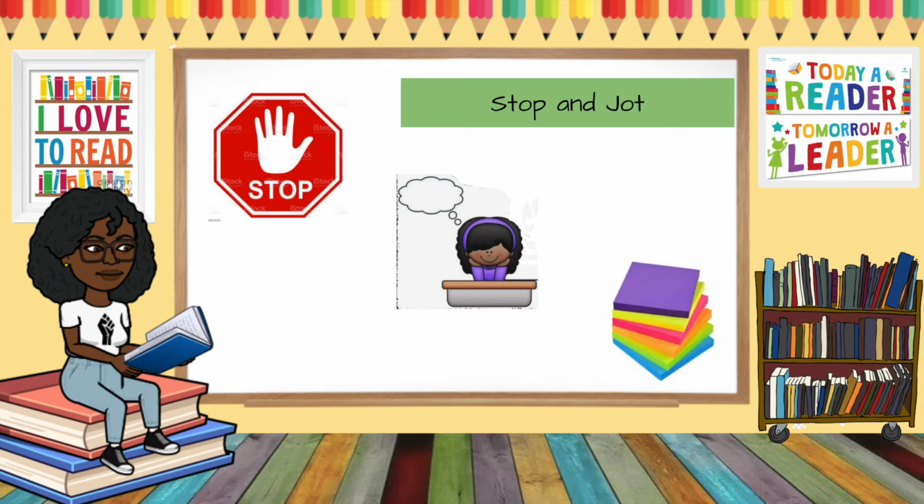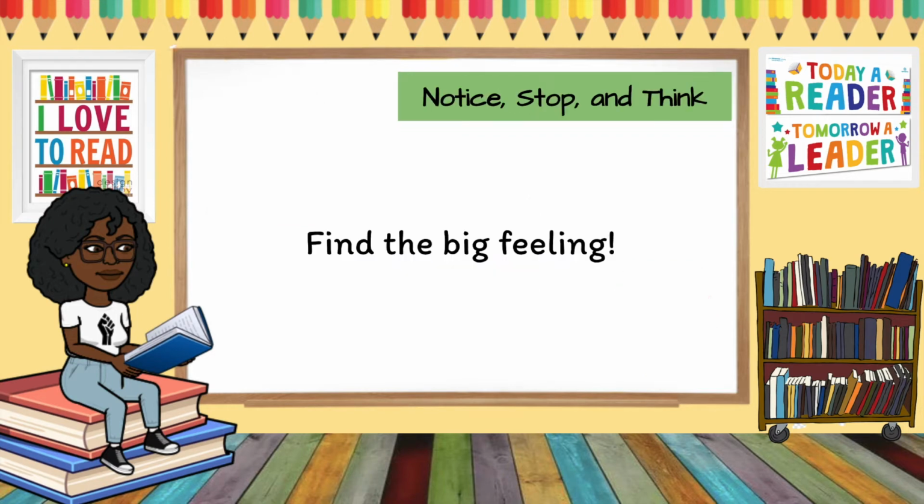The other tool we have worked on is stop and jot. If you remember, stop and jot is when you take time to write a few notes or jot down a few notes you have as you read. You might write down your feelings, your connections to the text, or maybe your ideas as you're reading what is happening in the book. And then last week, we talked about notice, stop, and think, where we try to figure out what is the big feeling that the author wants us to feel. They do this by using descriptive words and extra details to make us feel what is happening in the text.